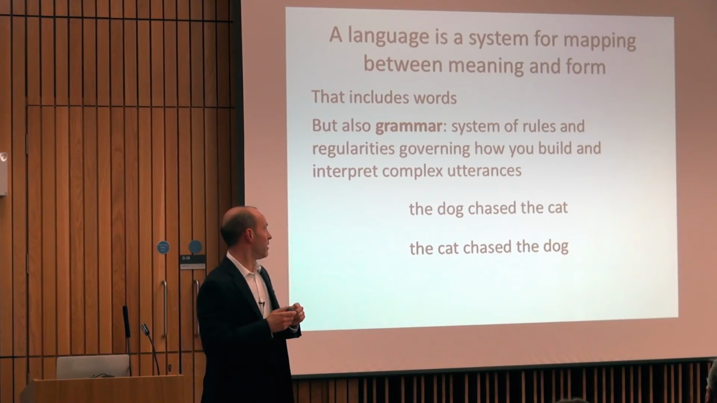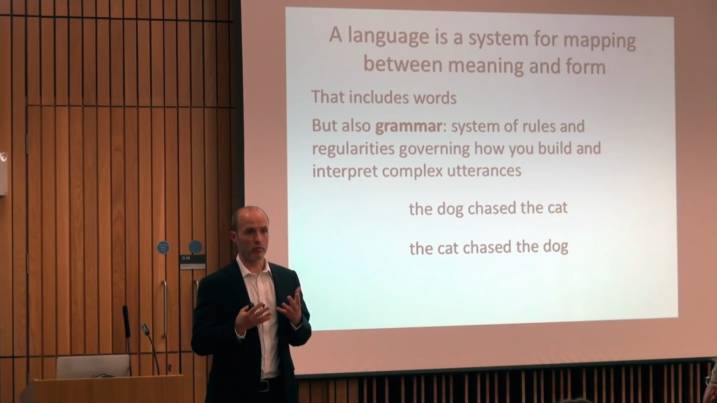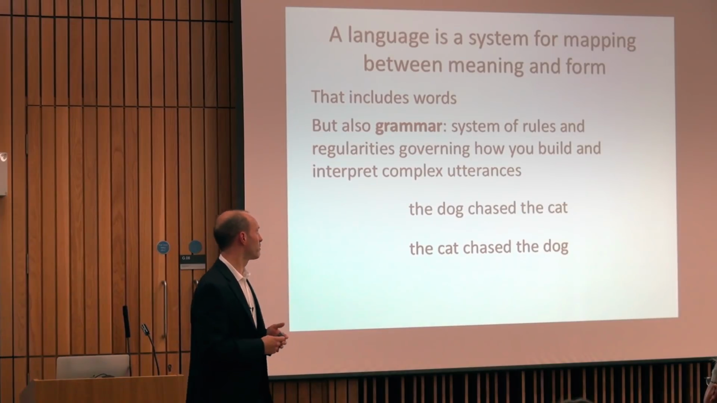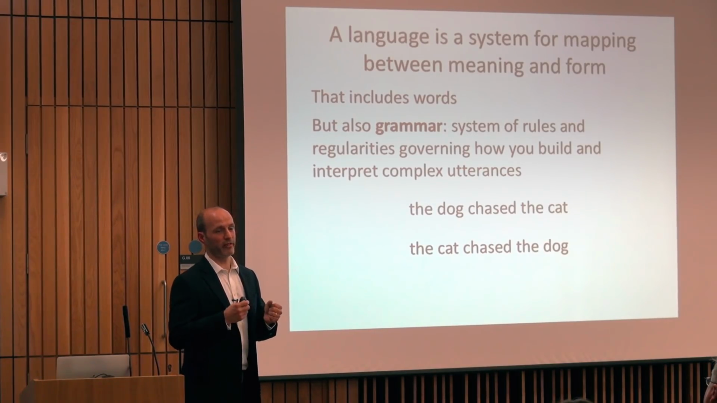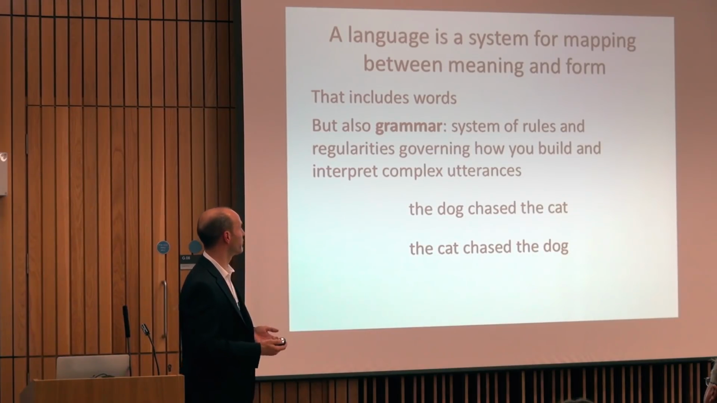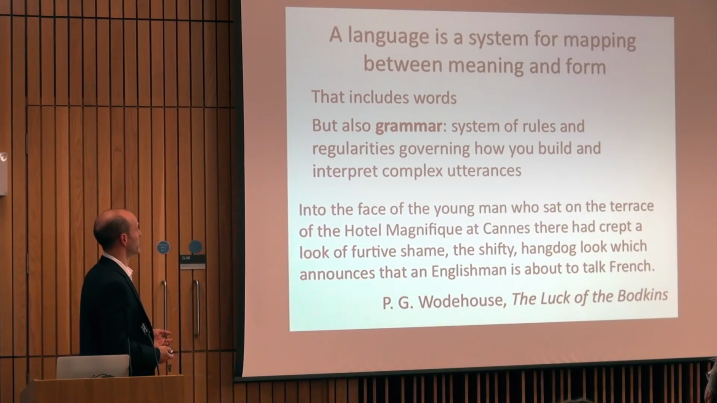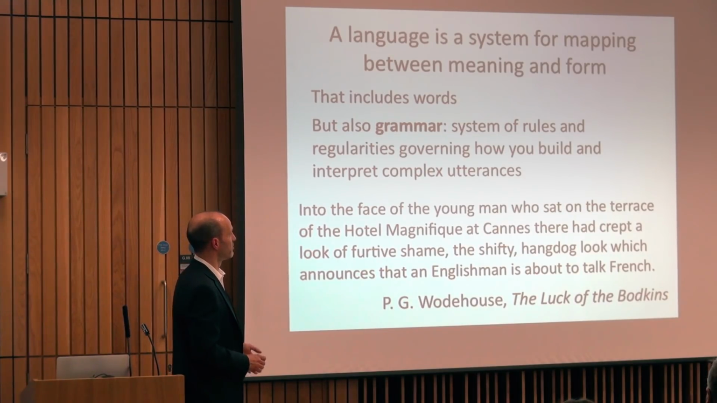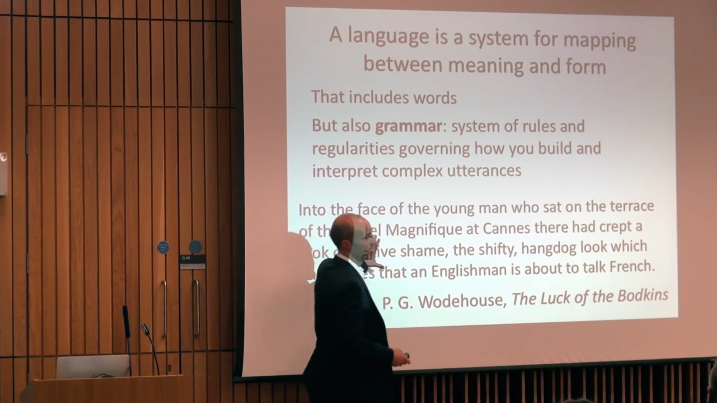Okay, and once you've acquired this system of rules and regularities explaining how you can express complex concepts using complex forms, then there's no limit to the complexity of the ideas you can convey, or the only limit is your imagination. Clearly, I'm not very imaginative, but fortunately, other speakers of English are. So this is a slightly more interesting sentence. "Into the face of the young man who sat on the terrace of the Hotel Magnifique at Cannes, there had crept a look of furtive shame, the shifty hangdog look which announces that an Englishman is about to talk French." Okay, so that's a single sentence of English.